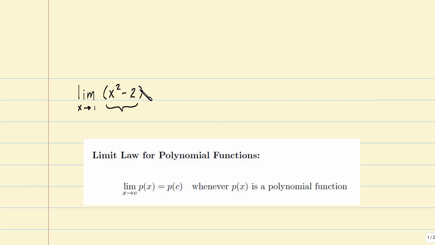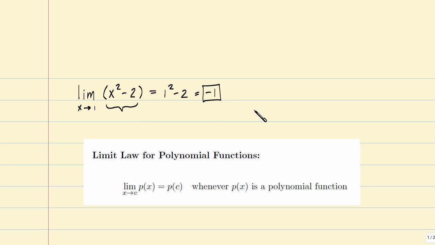So upon seeing this as a polynomial, I can just plug in 1 for x to arrive at 1 squared minus 2, or negative 1. That's the value of the limit. Graphically, whenever we can evaluate a limit as x approaches some c of some expression by simply plugging in that value of c into the expression, we say that this function here is continuous at that value of c.